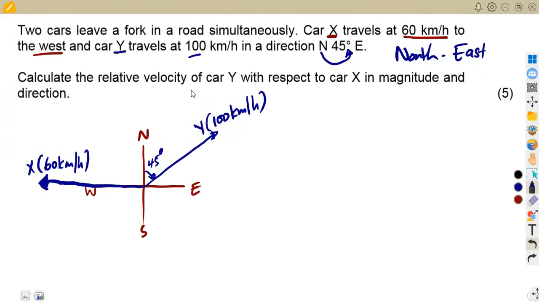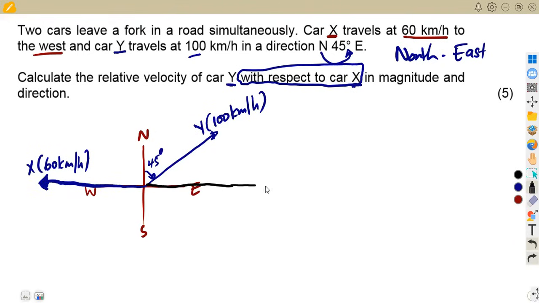Calculate the relative velocity of car Y with respect to X, in magnitude and direction. So X must stop, not Y. X is the one that is supposed to turn, and we add it to Y, that is to stop X. It's going to the west, so we are simply going to turn it this way. So it's going to be in the east. It was going this way, so it's going to reverse. That is what I'm trying to say.